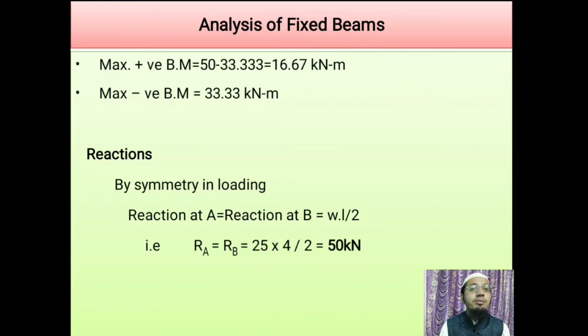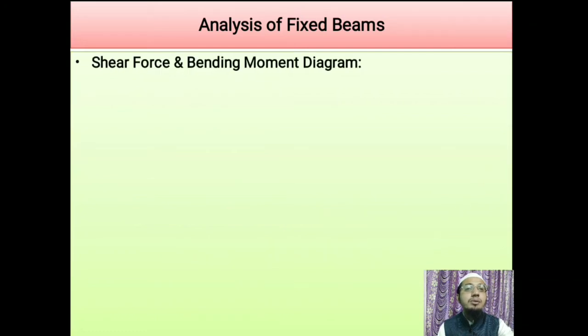So what we have found till now: we have first drawn the loading diagram. After that, we have obtained the maximum sagging moment in case of simply supported condition. After that, we have obtained the fixed end moments in case of fixed end conditions with the help of the formula. Then we have obtained the net maximum positive and negative bending moments. And now we have obtained the reactions, which are equal at both supports. So let's draw the shear force and bending moment diagram with the help of these values.